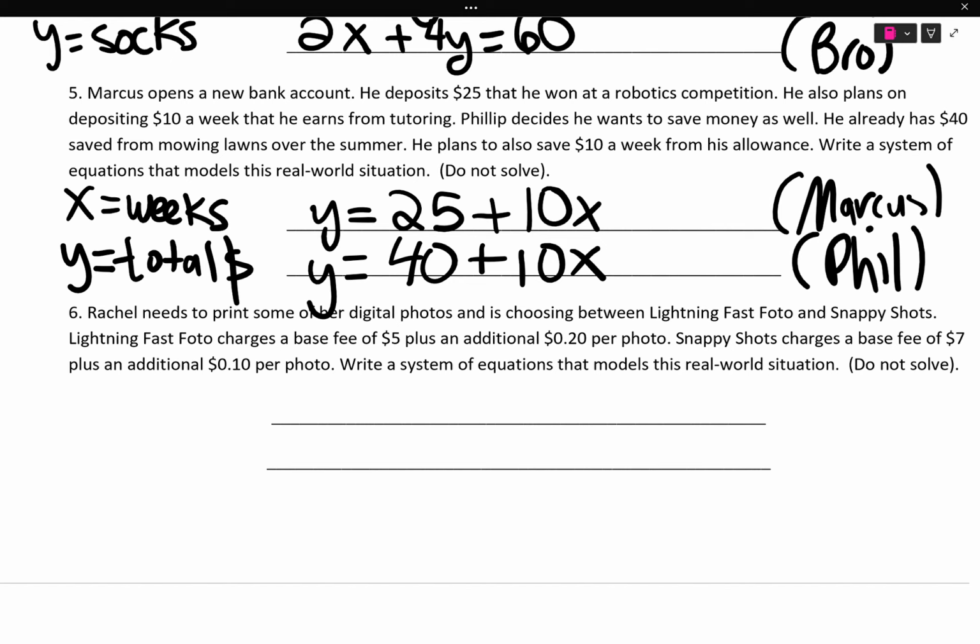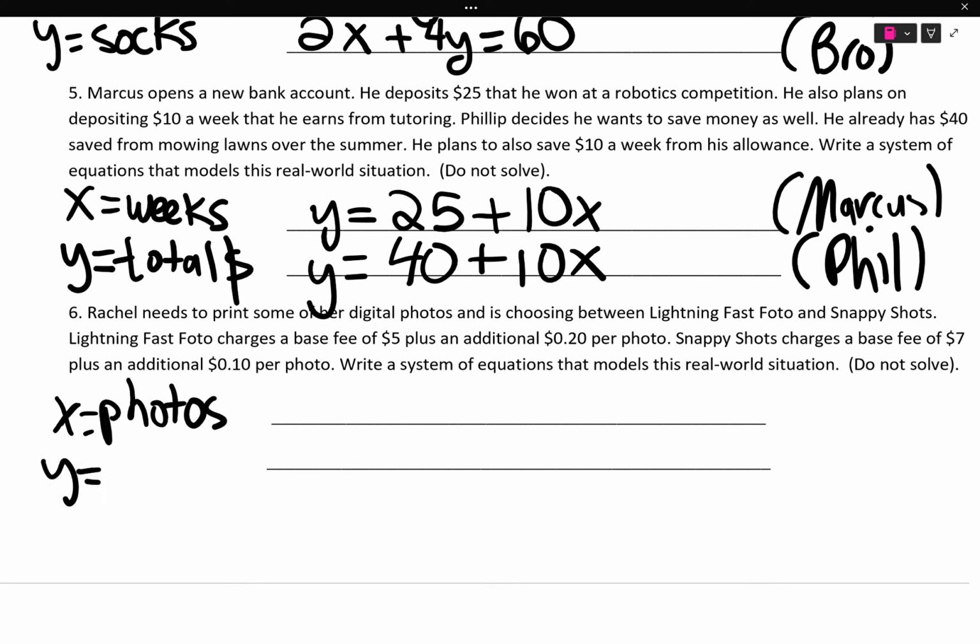So let's write a system. This is gonna help Rachel figure out where she's going to give her business. Because I would go with what costs less money in the end. Now, what do I not know? I don't know how many photos Rachel wants to print. That's what we're talking about. We're talking about printing photos. That's the only item. So what could y be? What could the other variable be?